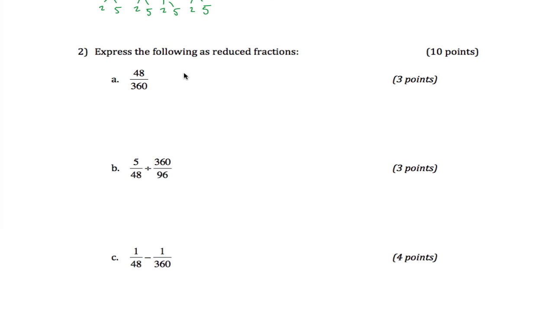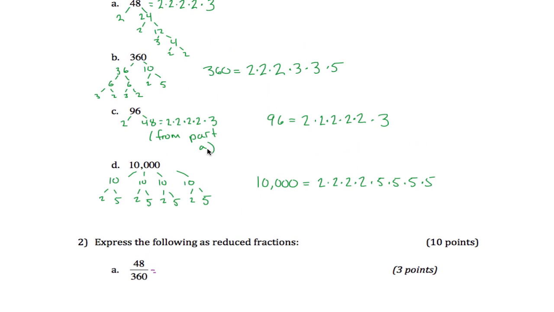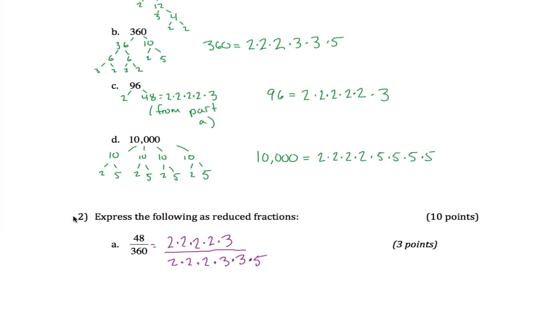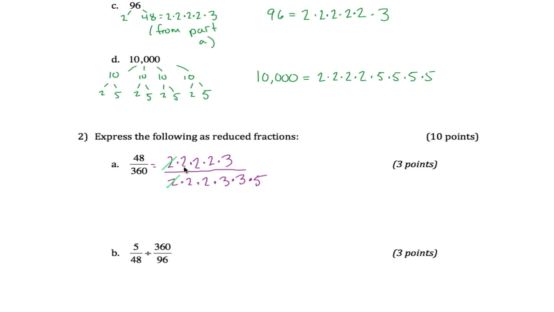So, number 2, express the following as reduced fractions. 48 over 360 is a lot of work, but you can get clever and use our answers from part A. 48 is 2 times 2 times 2 times 2 times 3, and 360 we figured out was 2 times 2 times 2 times 3 times 3 times 5. Then I can reduce this fraction by canceling out the 2's and the 3's, and what I'm left with is a 2 on the top and a 3 times 5, which is 15, on the bottom.